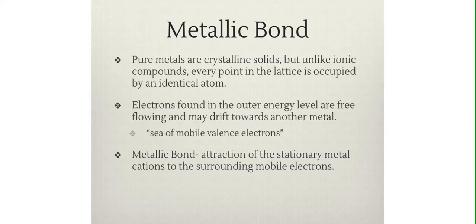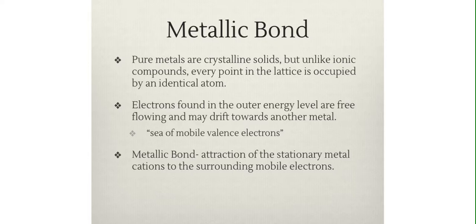But the thing about these is that these valence electrons are what's known as freely flowing. So electrons found in the outer energy level are free flowing and may drift towards another metal, meaning they have a little bit more freedom. They are not just attracted to that opposite charge. They are very much freely flowing. They're capable of drifting over and saying, hey, you're great, let's make a metallic bond.